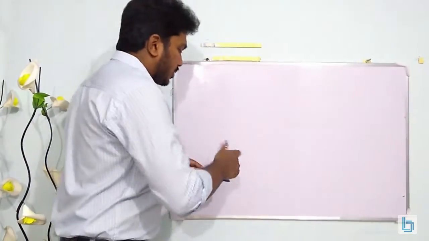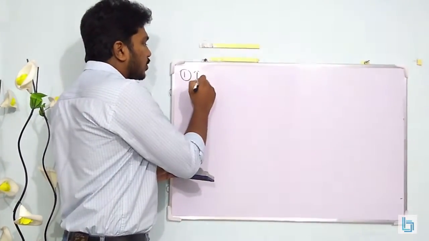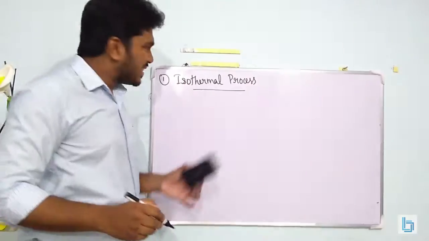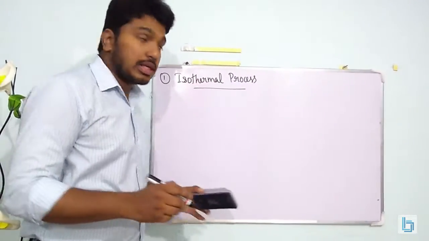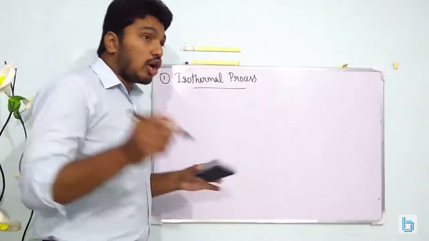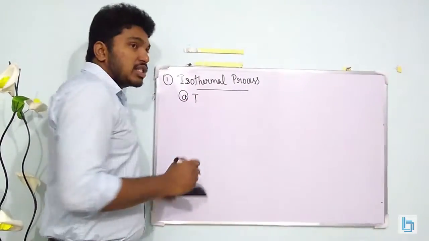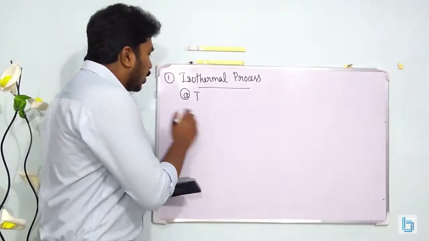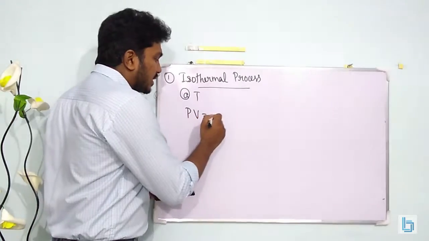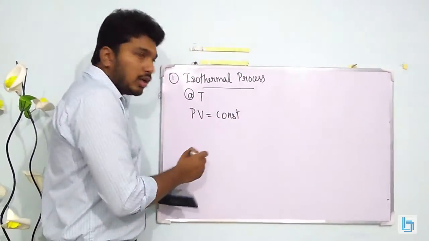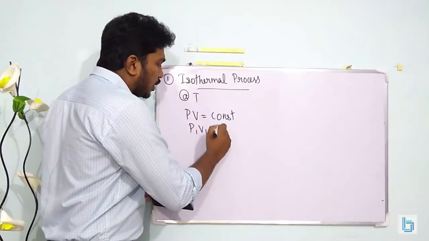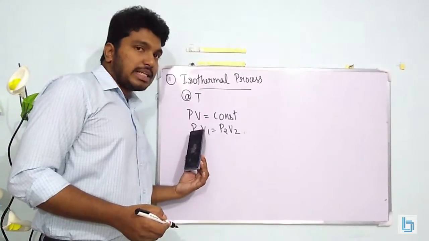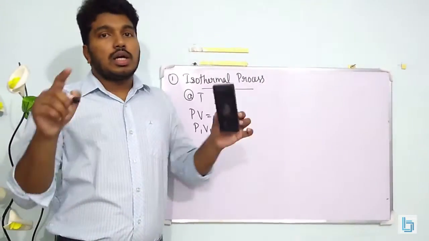So the first process we're going to learn is the isothermal process. As the name indicates, an isothermal process is a process which takes place at a constant temperature. I repeat, it takes place at a constant temperature. And since it takes place at a constant temperature, we can write the thermodynamic state equation as PV is equal to a constant, or we can simply write P1 V1 is equal to P2 V2.